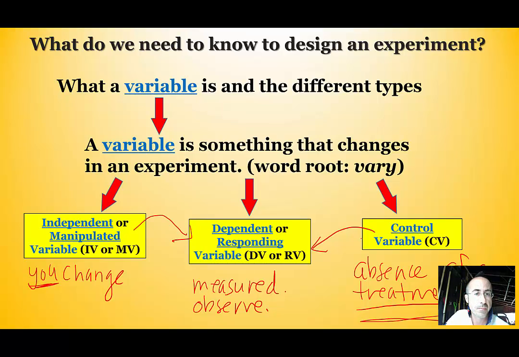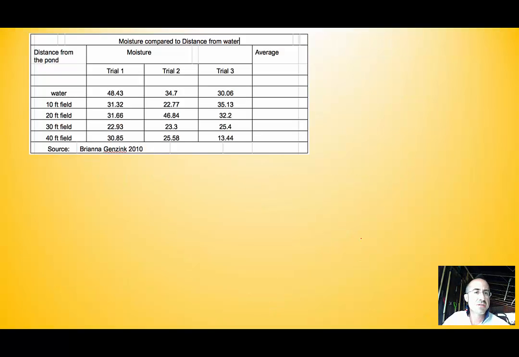So let's go forward. Okay, so let's do this example together. All right. So here we have a study, and somebody tabulated data, moisture compared to the distance from the water. Okay, so in this particular scenario, we are going to have a scientist that had basically a pond here. Okay, so this is our pond. And what they did was they measured outwards from the center a certain distance.